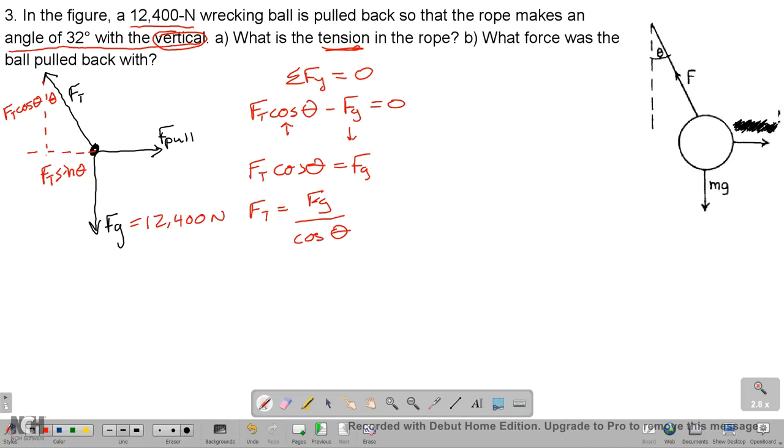Let's go ahead and plug our values in here. So it's going to be 12,400 divided by cosine of 32. This is going to give you a tension force of 14,621.81 newtons.